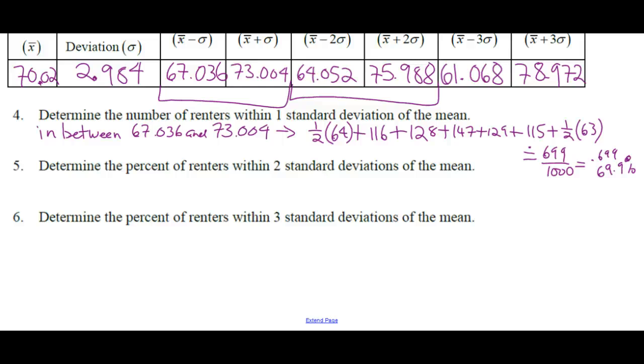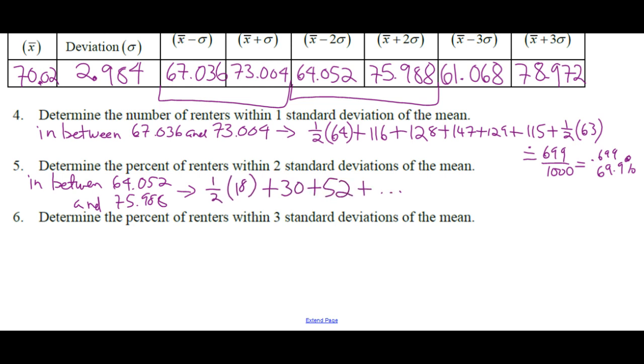Okay, so within 2, in between 64.052 and 75.988. So the numbers are half of 18, plus 30, plus 50, plus dot dot dot. There are other numbers in there, I'm not going to write them all in there.